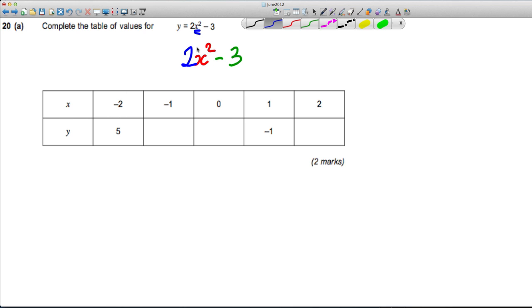Negative 2 squared will be 4. 2 times 4 is 8. 8 take away 3 is 5. Correct. Negative 1 squared is 1. Times 2 is 2. 2 take away 3 is minus 1. 0 squared is 0. Times 2 is 0. Take away 3 is negative 3. And the only one we've got to fill in is this 2. 2 squared is 4. 2 times 4 is 8. 8 take away 3 is equal to 5 again. Notice it's symmetrical here as well.